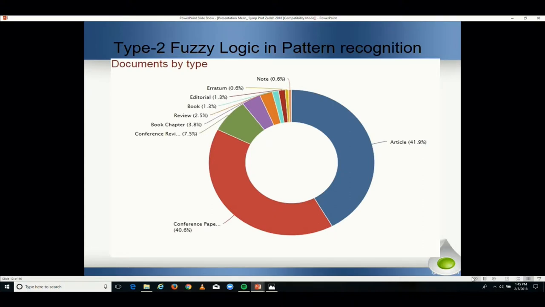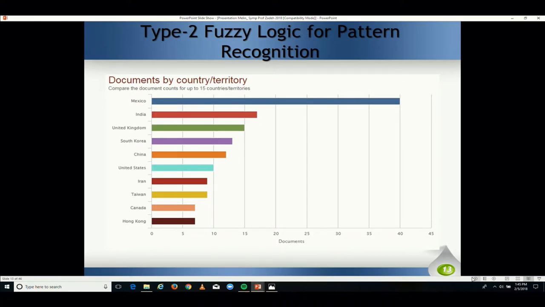And documents by country for this type 2 fuzzy logic in pattern recognition, also from Scopus, is this information from documents. You can see here because we have a group working together in this area.